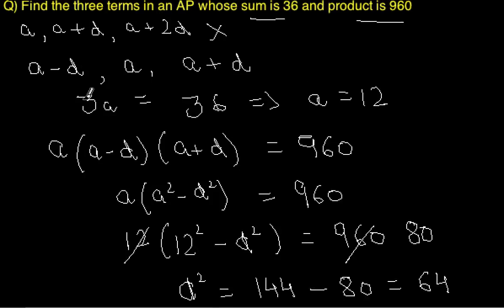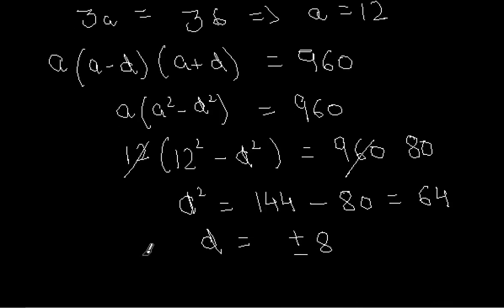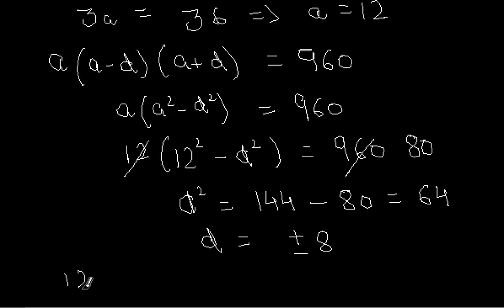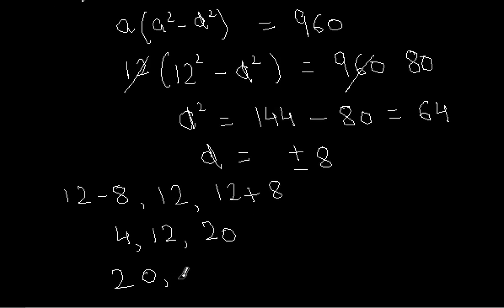Now we have to find the three terms. So the three terms were A minus D, A and A plus D. So 12 minus 8, 12, and 12 plus 8. So these are 4, 12 and 20, or it could be vice versa, 20, 12 and 4. So it could be an increasing AP as well as a decreasing AP. So we can clearly see the sum of the three terms here is 36 and the product is 960.